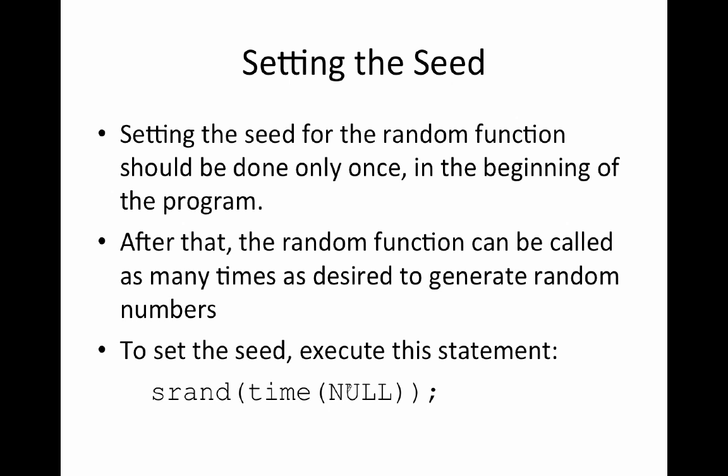So setting the seed for the random function should be done only once in the very beginning of the program, and after that the random function can be called as many times as you want to generate random numbers. So to set the seed, you have to execute this statement. srand is the function. You pass to it time(NULL), so time is the function that gets the time from the clock. So this is the statement that you have to include just once in the very beginning of your code in order to set the seed.